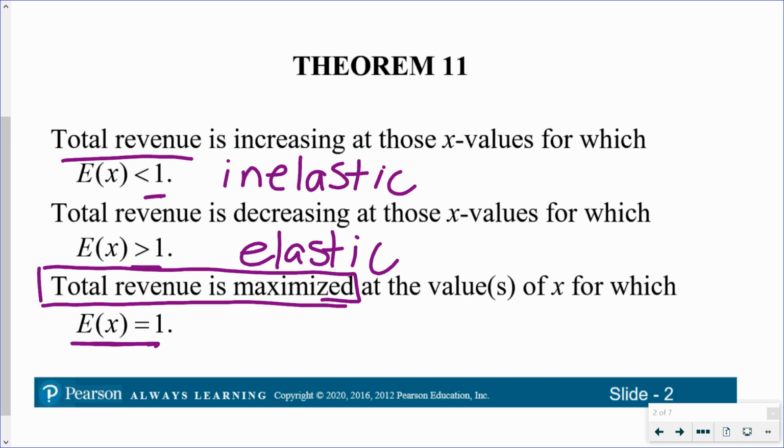Okay, so when I ask you what it means for E of x to equal 1, this is what I want to hear. Revenue is maximized. Yes, it is also unit elastic, but no one cares about that. We care that total revenue is maximized. Okay.